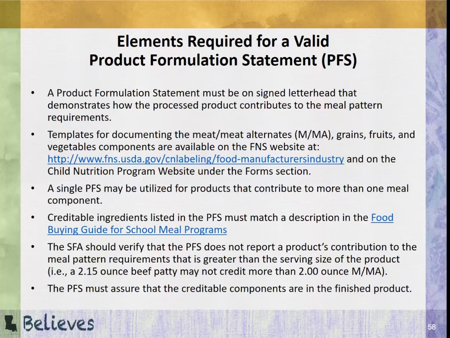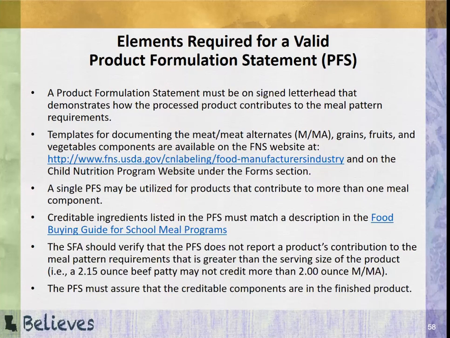A product formulation statement must be included on signed letterhead that demonstrates how the processed product contributes to the meal pattern requirements. Templates for documenting the meat alternates, grains, fruits, and vegetable components are available on the FNS website, which is linked on this slide. It's also available on the Child Nutrition Program website under the Forms section. A single product formulation statement may be utilized for products that contribute to more than one meal component.